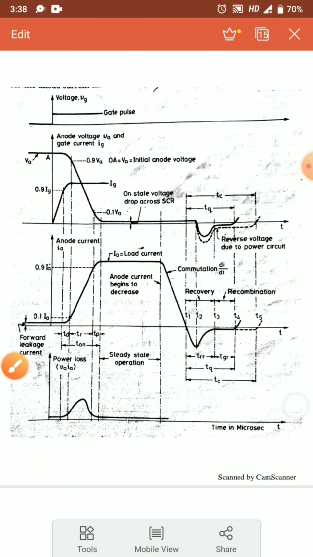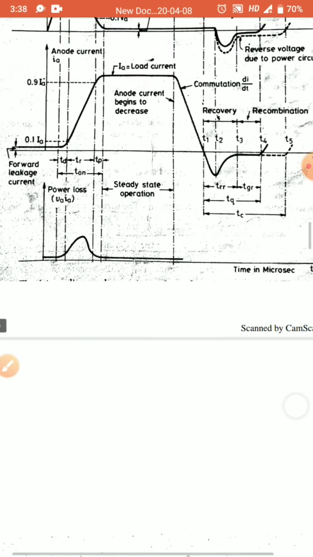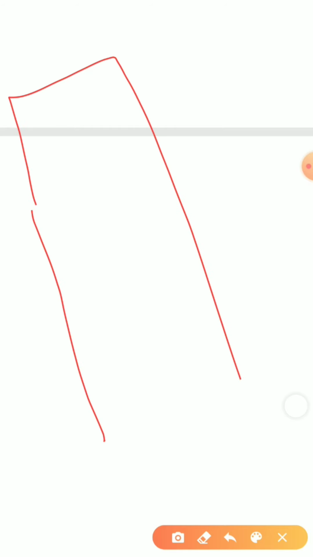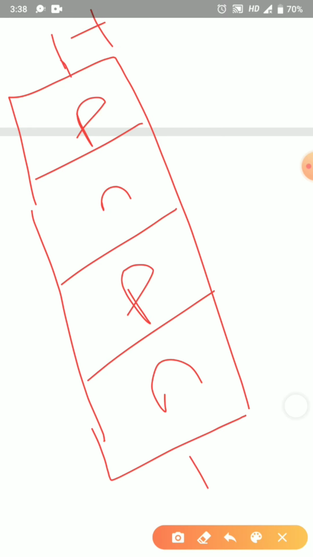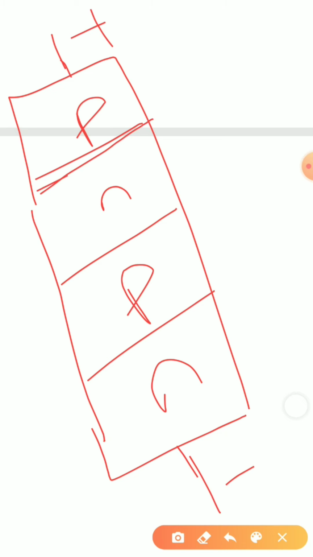Now to understand the commutation process better, let me sketch a small diagram. Initially we know that this is my thyristor, PNPN. The anode is connected to plus, the cathode is connected to minus. Initially the thyristor is not turned on, so through all the layers we have a uniform distribution of the charge carriers.